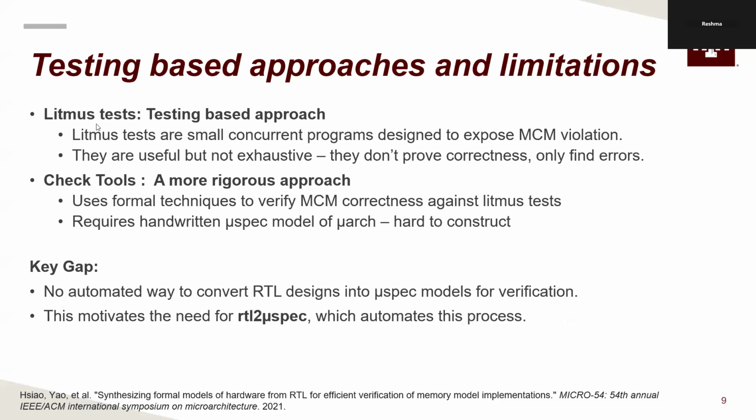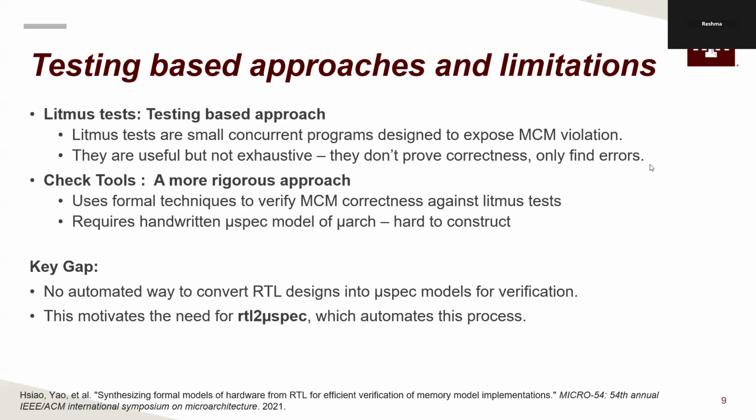Let's check out the other testing approaches. And one such approach is the litmus test. Litmus tests are small concurrent programs specifically designed to reveal potential MCM violations. They simulate different execution scenarios to check if memory ordering is correctly enforced. While they are useful for catching errors, they are not exhaustive. What this means by not being exhaustive is just because a design passes a set of litmus tests, it doesn't mean it is fully correct. These tests only identify problems, they do not provide a formal proof of correctness.